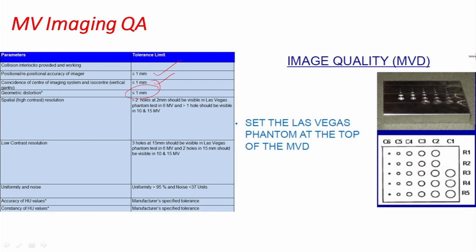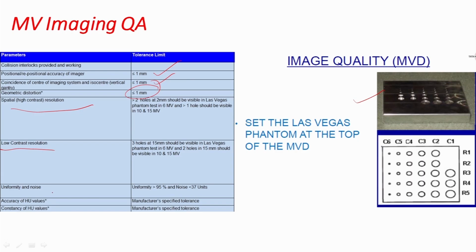Geometric distortion, the distortion which generally happens in the image, should be within plus or minus 1 mm. Then spatial resolution of high contrast and spatial resolution of low contrast are performed with a Las Vegas phantom. You can see on the right-hand side, this is a Las Vegas phantom with circles of different diameters embedded in a metal piece. This test tool is specially designed for high contrast and low contrast resolution.